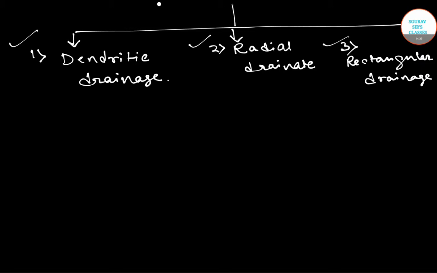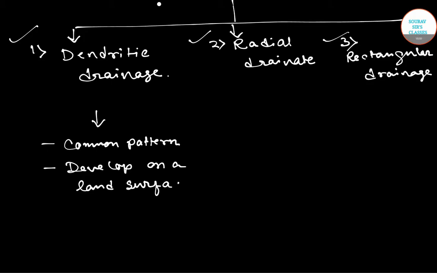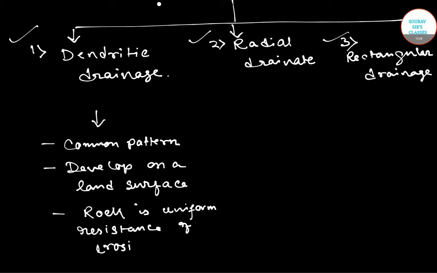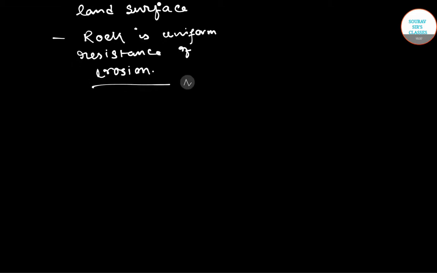Now, what is dendritic drainage? It's the most common pattern, and it develops on a land surface where the rock is of uniform resistance to erosion. And this is the dendritic drainage, which is the most common pattern.